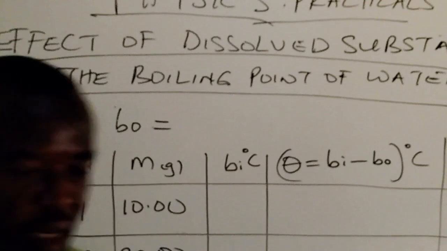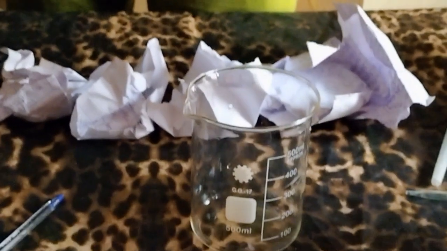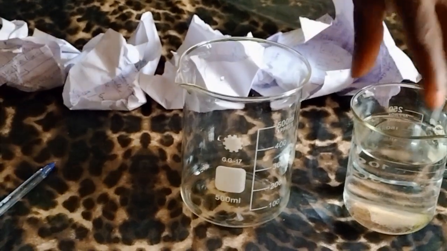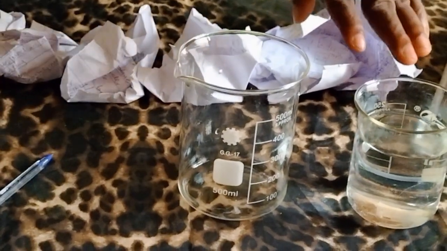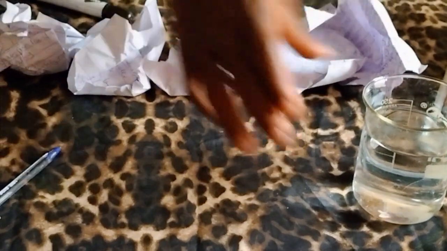The equipment we need is on the table here. We need a 500 ml flask or beaker. We also have another, smaller beaker that contains more than 200 ml of water. So we're going to measure 200 ml of water into the big beaker. We're going to do that right now.